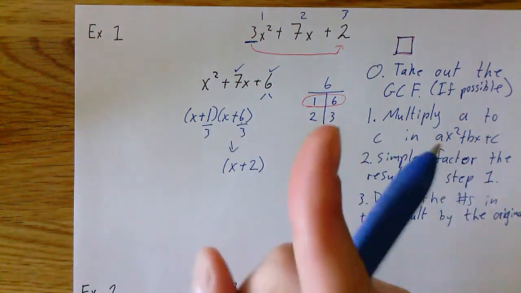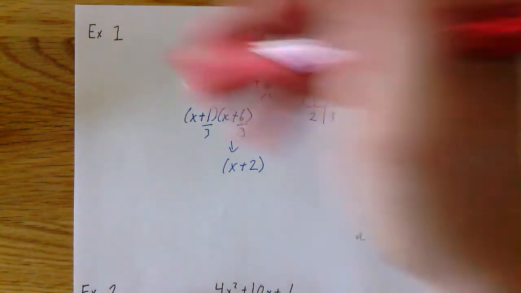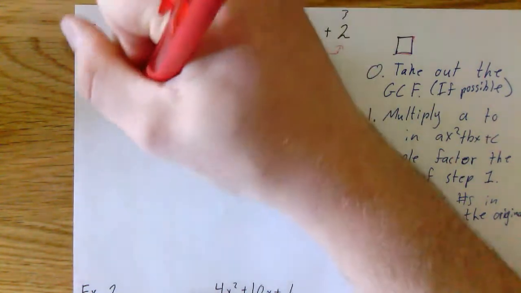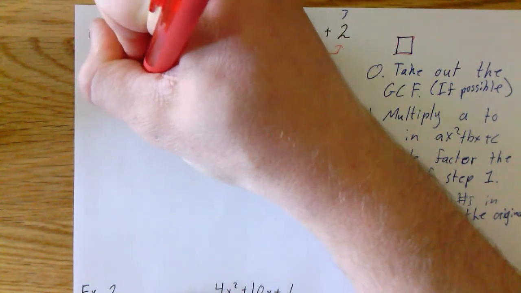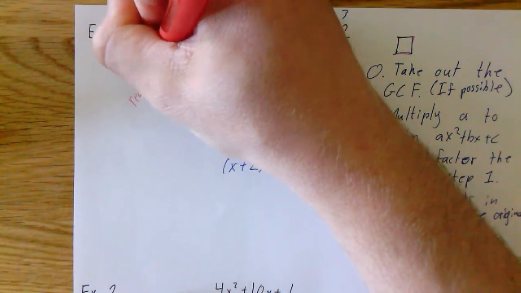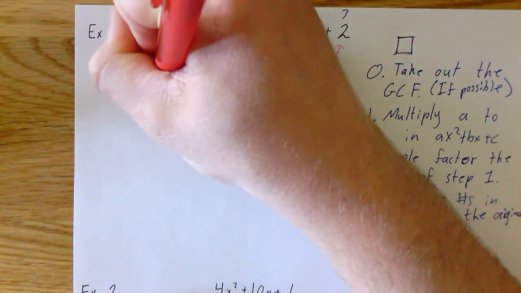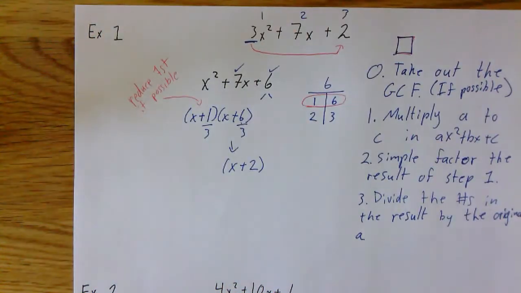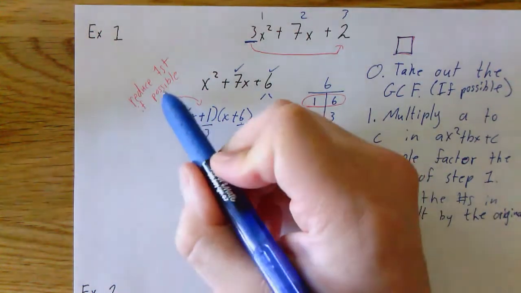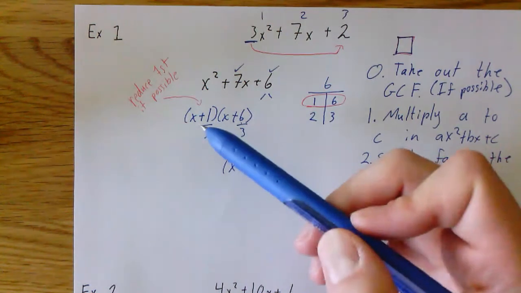You should reduce first. Let's even write a little note here. Reduce first if possible. There you go. It's Italian, see? Possible. But we can't reduce this.